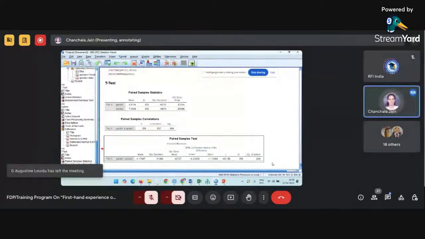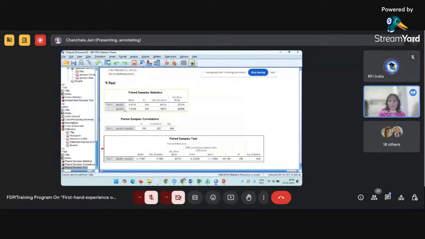And when the difference exists, you can find the grade 1 mean was 6.01. For grade 2 the mean is 7.1. That means after teaching, the mean grade has increased. So you can say that teaching is effective. Yes or no? Fine, everyone? Yes, ma'am.